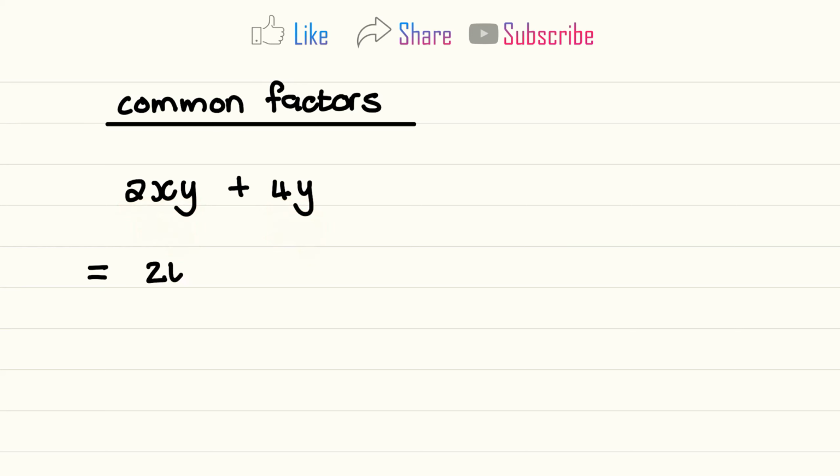So if I take out 2y and I divide 2xy with 2y, I'm left with x. And in the second term, if I divide by 2y, the y's will cancel out, and 4 divided by 2 would equal 2. So 2y is our common factor.